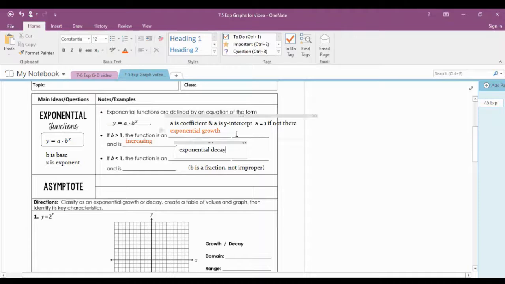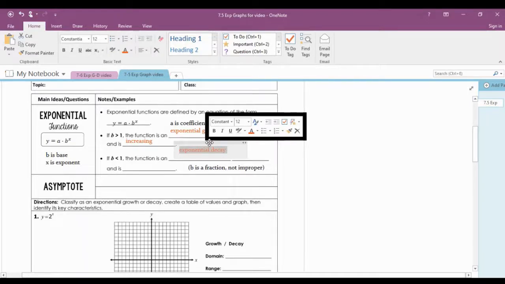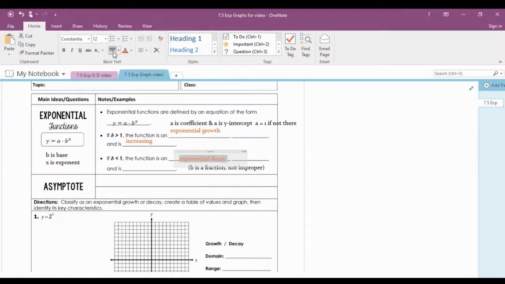I had trouble moving this before. It's exponential decay. I'm going to try really hard to move this. That's pretty good. Okay, so exponential decay if it's a fraction, and that obviously means that it's decreasing. And we're going to show you examples of these so that you can see what we're talking about. All right.